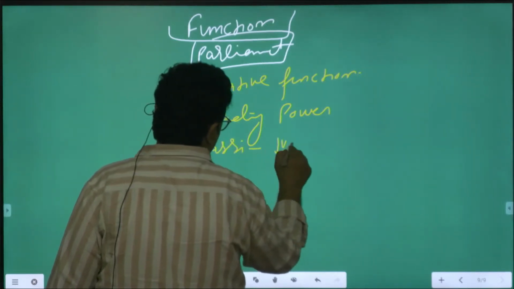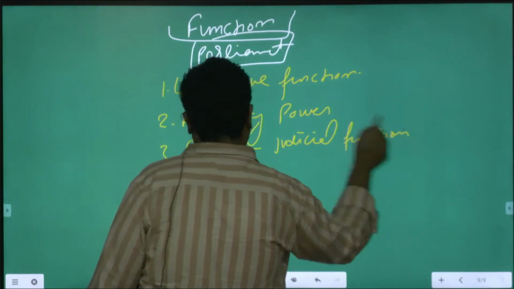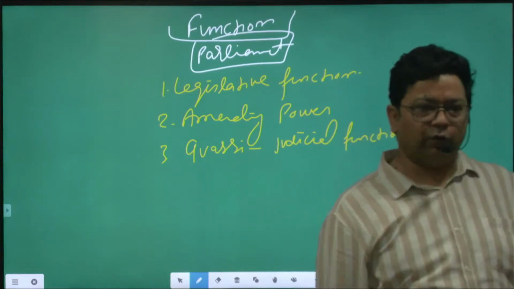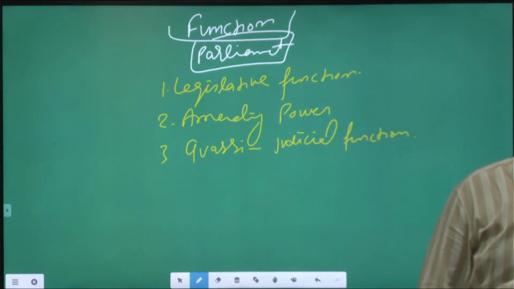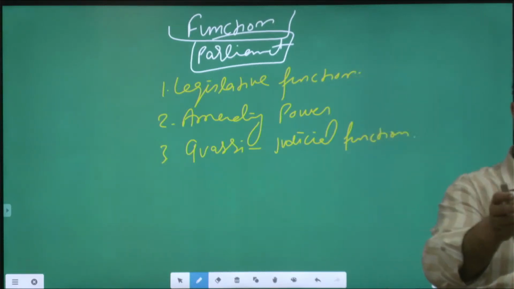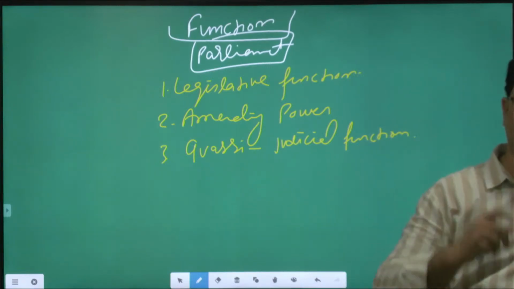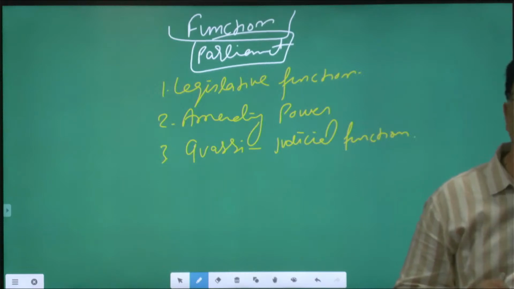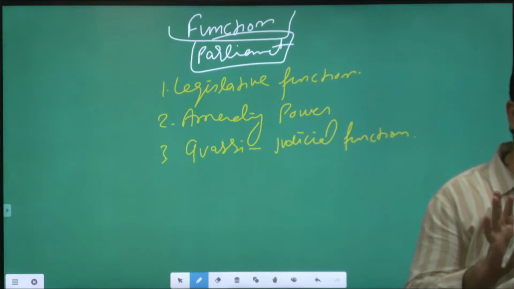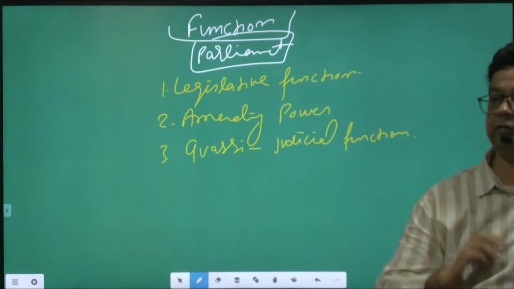Let me tell you how. What does quasi mean? Half, not fully. Partial judicial functions. Now, what are the functions of the judiciary, other than interpretation? What does the judiciary do? What does the court do? It punishes. The main function of the judiciary is to punish and pronounce judgment. Yes or no? Does the Parliament have the power to punish?